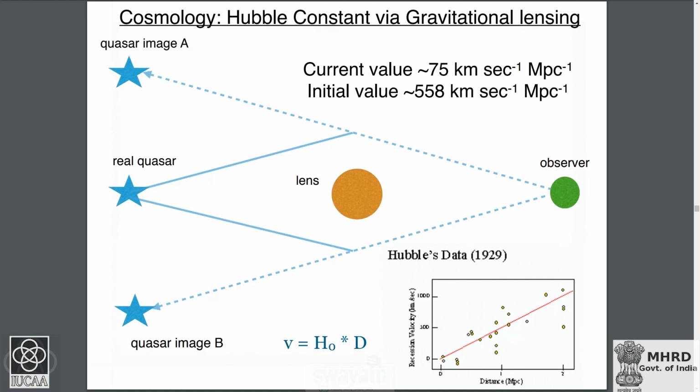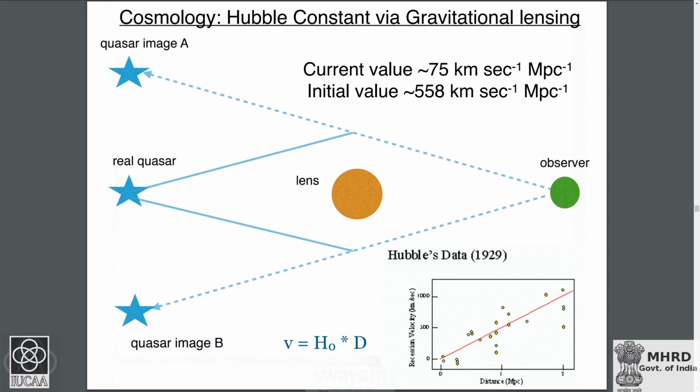The task at hand is to reduce the error in this Hubble constant measurement. One of the ways to do this is by carrying out timing observations and using the method of gravitational lensing to calculate the Hubble constant. This is shown in this figure here. What is shown on the left is the real quasar. The light from the quasar is passing through a lens. It can be a galaxy or a cluster of galaxies, and after passing through the lens it is coming to the observer.